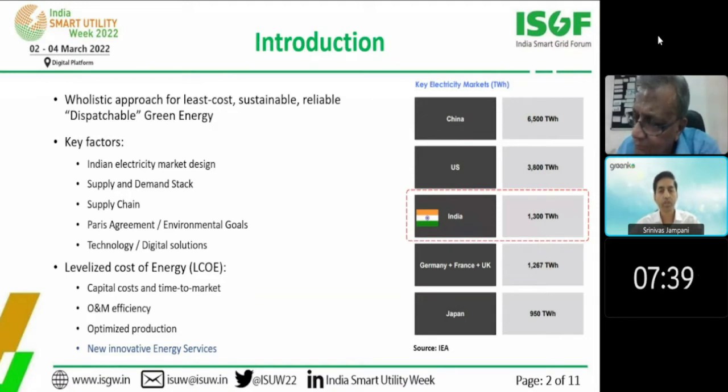And the framework also has to take into account levelized cost of dispatchable green energy and not just green energy, right? Because we'd like to service a flexible demand when green energy is required the most based on economic value it provides and not just on an intermittent basis. Next slide, please.